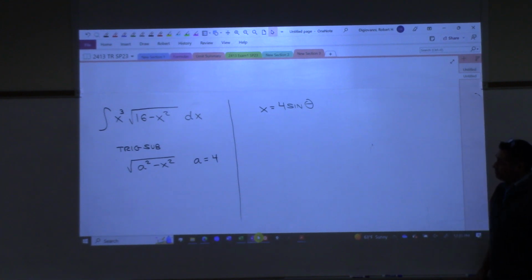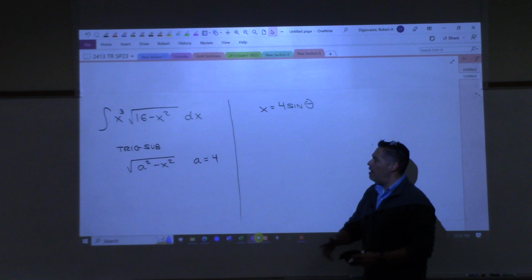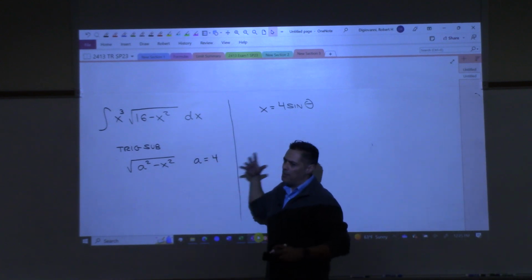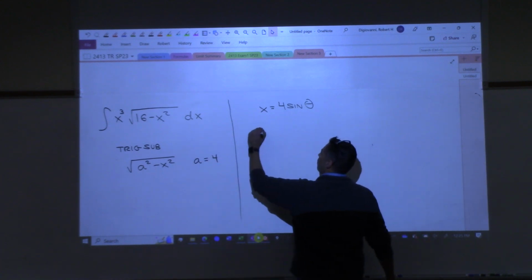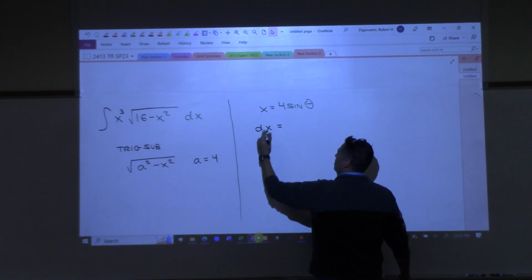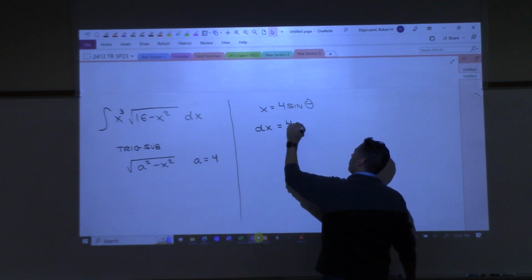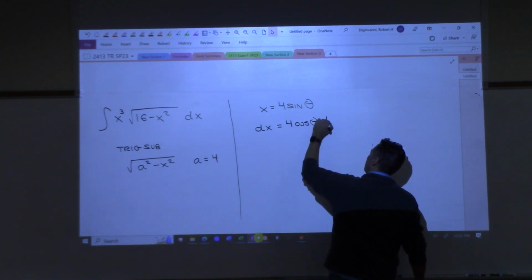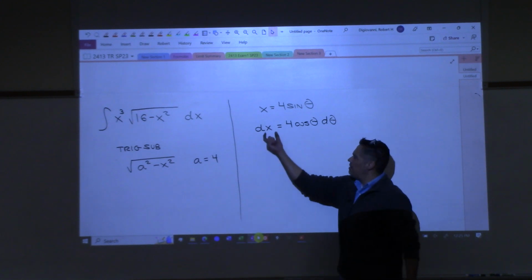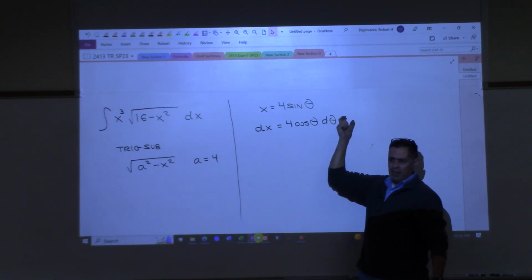Now, next thing I'm going to do is take the derivative of it. Now, I know you're like, why? It's because I know I need the dx, don't I, at some point? I'm just going to do it now. What's the derivative of this? Well, if I differentiate the left side with respect to theta, I get just dx d theta. Over here, I get 4 cosine theta, and then I'll get that d theta. Right? Because it would be dx d theta, and then I move the d theta to the other side.